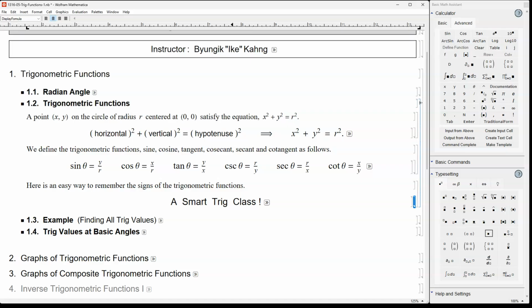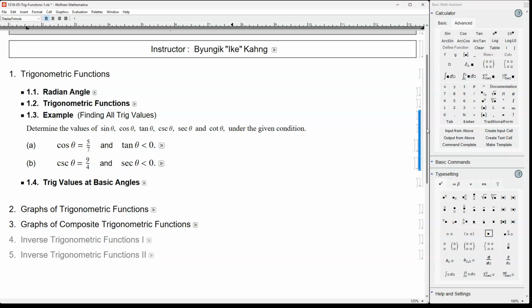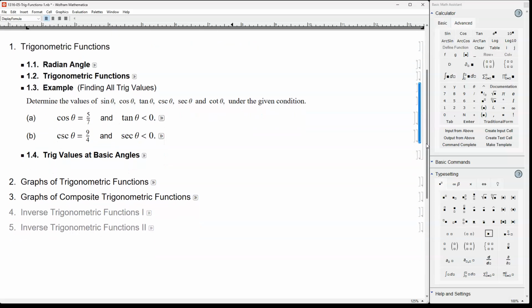Okay, alright, so much for the trigonometric functions. Now, let's do some example problems associated to that. Determine the values of sine, cosine, tangent, and so on, everything under the given condition, one trig value and the sign of the other. One trig value and a quadrant would suffice actually, but we can deduce the quadrant by the sign of another trig value.